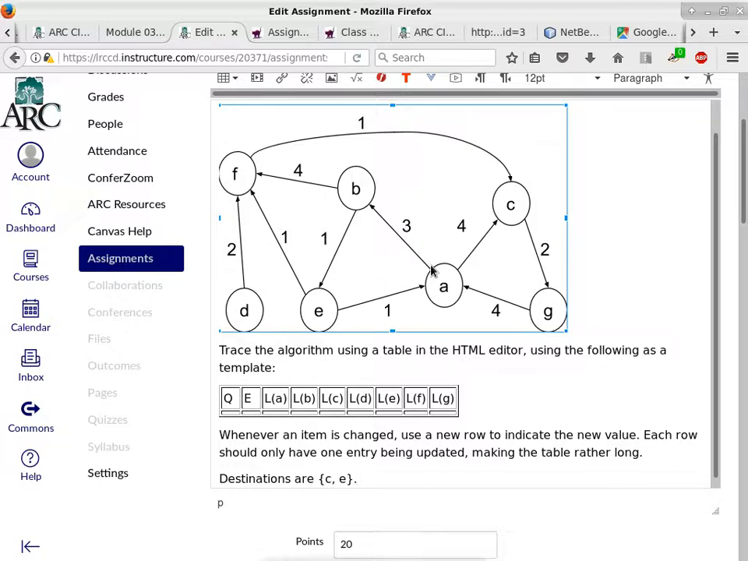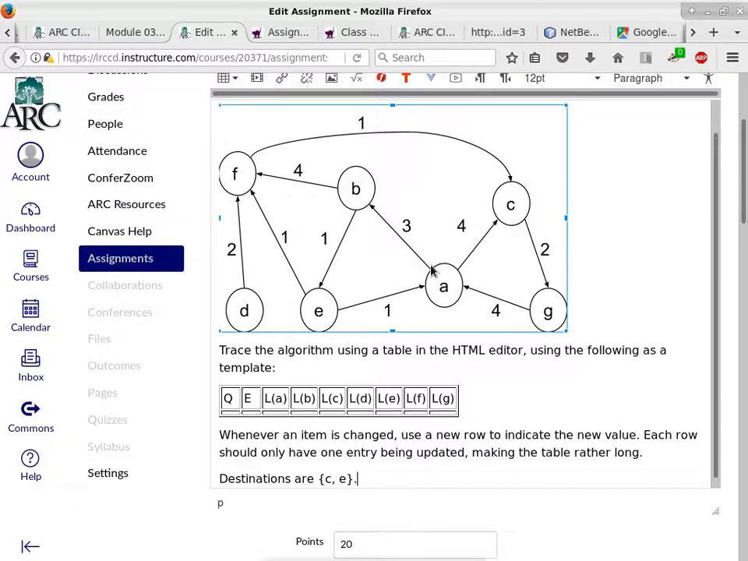Gotcha. In fact, there are some vertices that are not directly connected by edges. Like there are no edges between B and C. So there are no edges in either direction between B and C. But is B connected to C? Yep, they're connected. You can go from B to F and then go to C. They're connected, but they're not connected by a single edge. All right. Any other questions at this point?